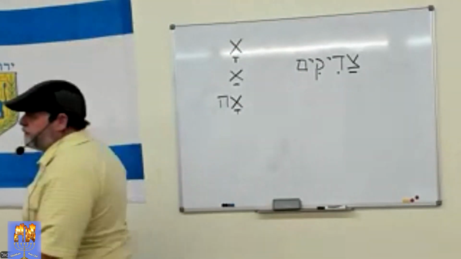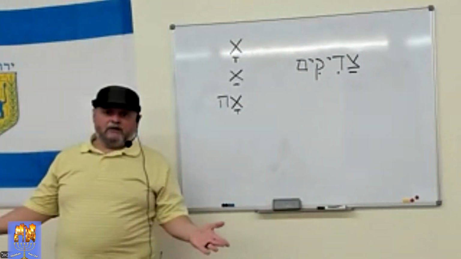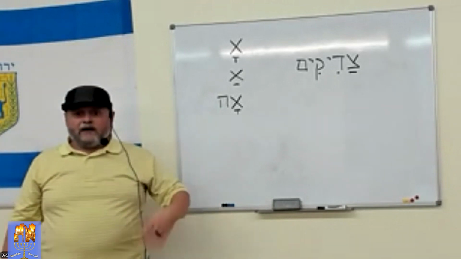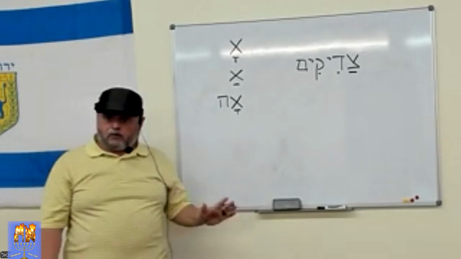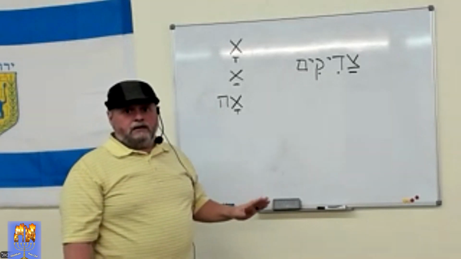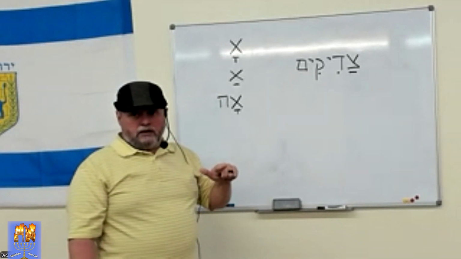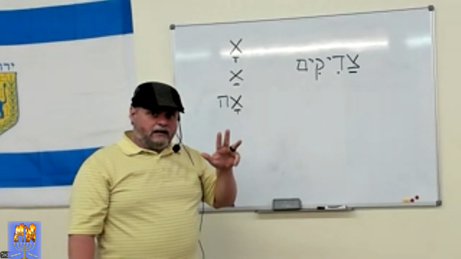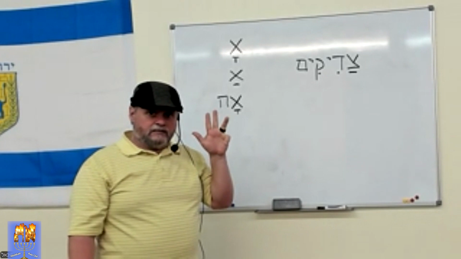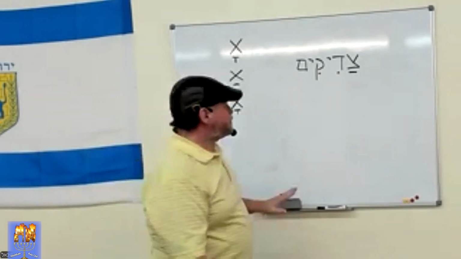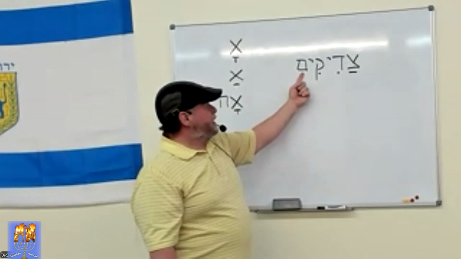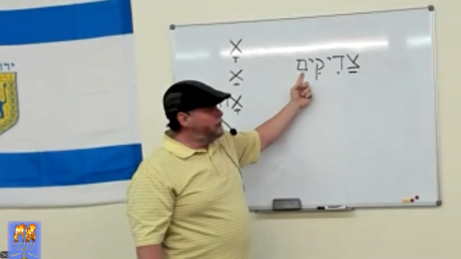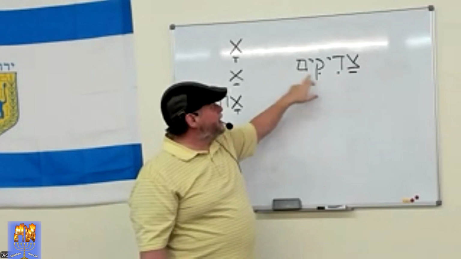Mem sofit still makes an M sound, right? But it changes its shape because it's at the end of a word. There are 5 letters that change their shape when they're at the end of a word. Okay? Mem, nun, pe, tzadi. What's the last one? Right? So this mem is still going to make an M sound like we had in Tamid, but it looks different because it's at the end of a word. Okay? So we have tzadikim.